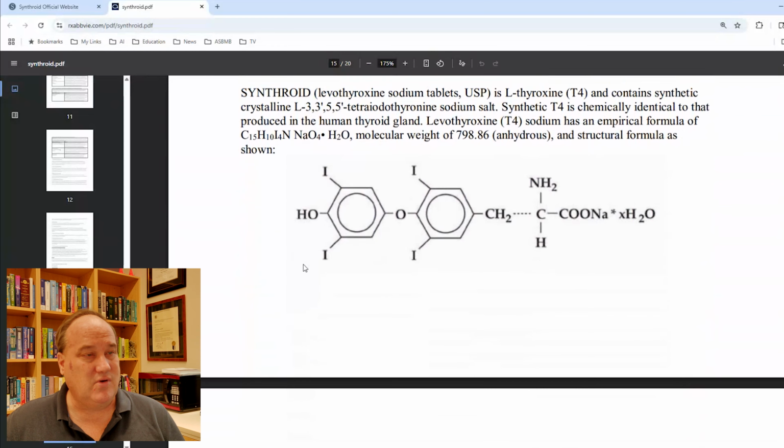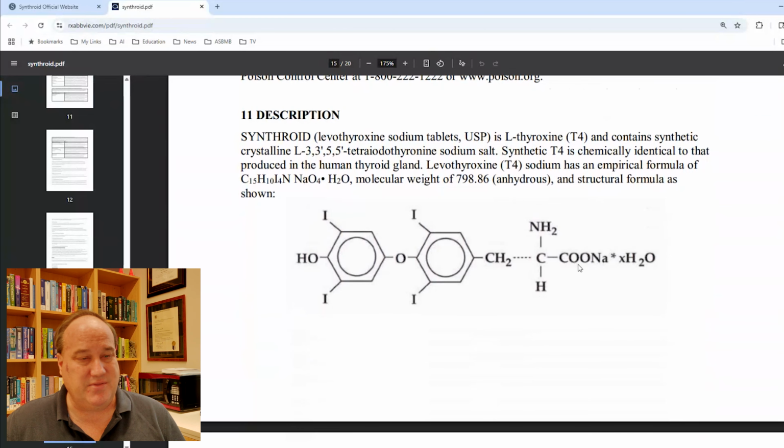Now then we get to the description. Now, as a healthcare professional, the chemical information, they have the chemical structure here, and they contain the chemical name right here. Obviously most healthcare professionals will probably refer to this by their brand name, and some will also use the name levothyroxine sodium. Then every chemical also has a chemical name, and in this case that's L-3,3',5,5'-tetraiodothyronine sodium salt. And so that's pretty complicated.